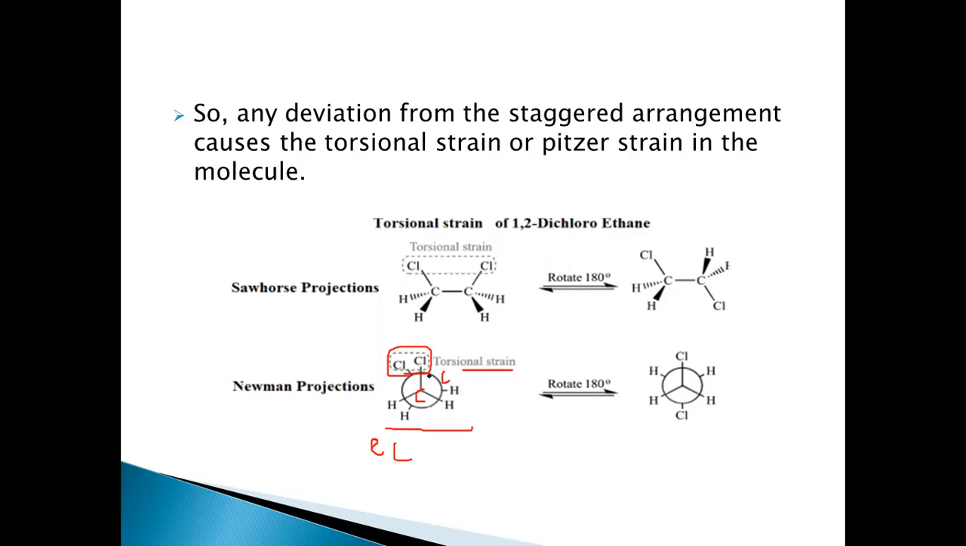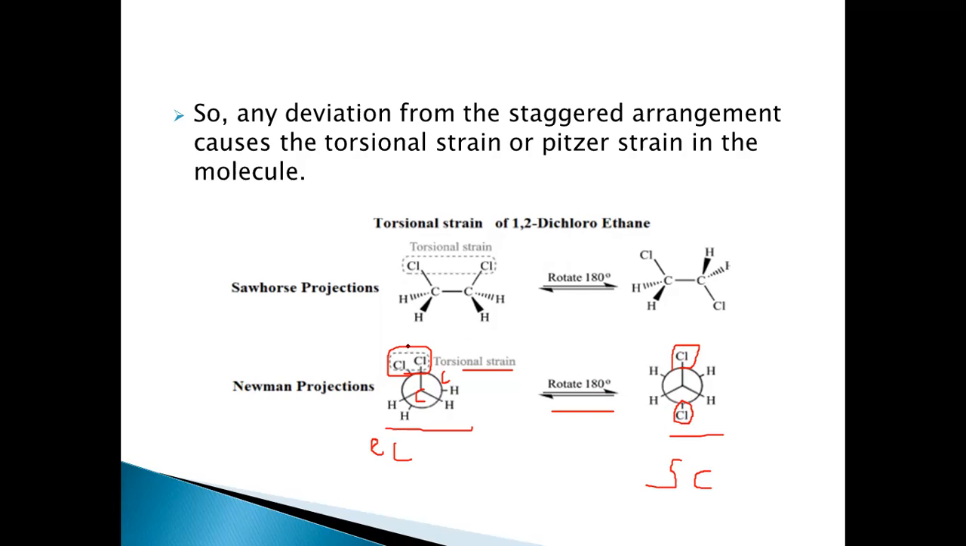But it can relieve this torsional strain by just rotating one of the carbon atoms by 180 degrees, and then it will reach the staggered conformation, where it is relieved from this torsional strain. The two carbon atoms are now not in eclipsed conformation, that is, not one behind the other, but at a safe position where they're not suffering from strain here. So they're free from strain.